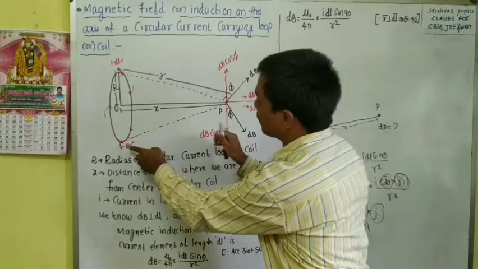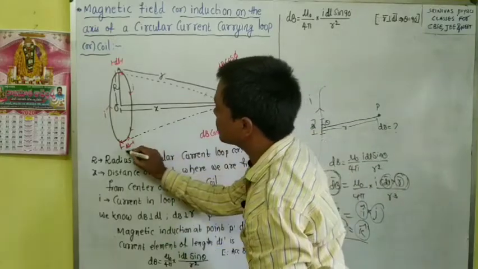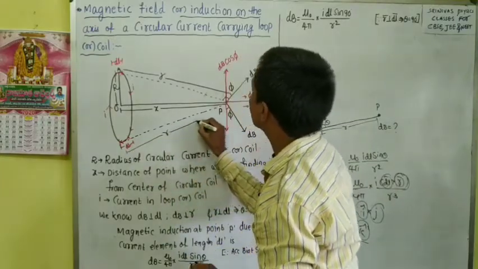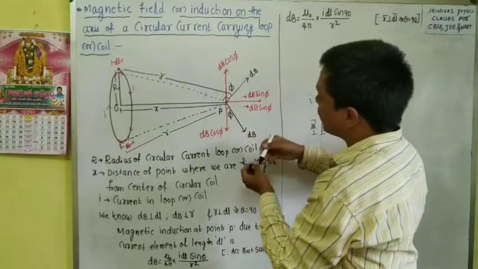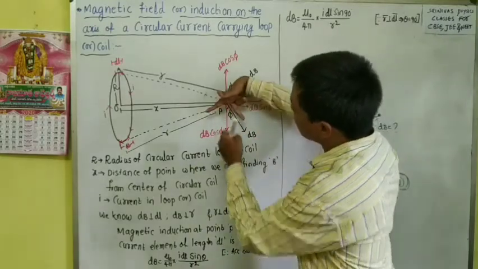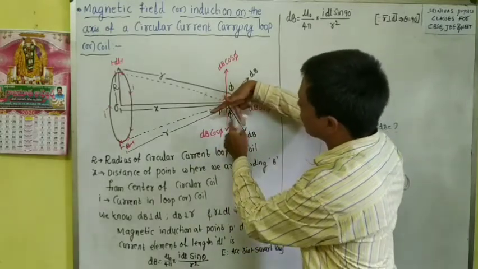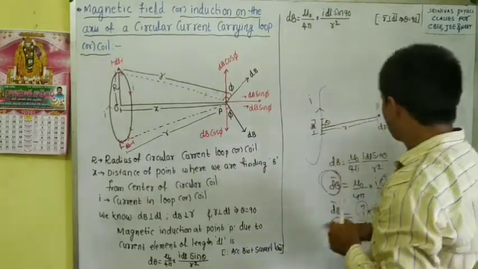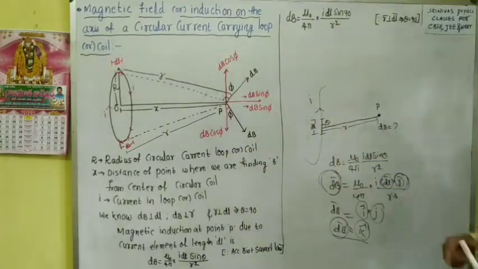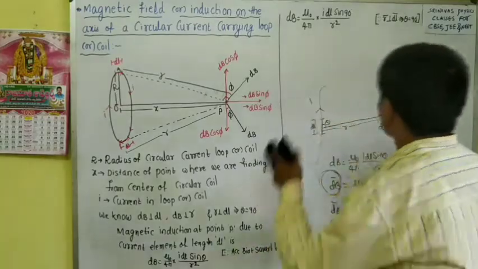It will be perpendicular to this, which is the small r, right? It is perpendicular to small r, that means dB should make 90 degrees. This is 90 degrees, dB perpendicular to r. You must remember this, from this equation dB is perpendicular to r. And now let us see.